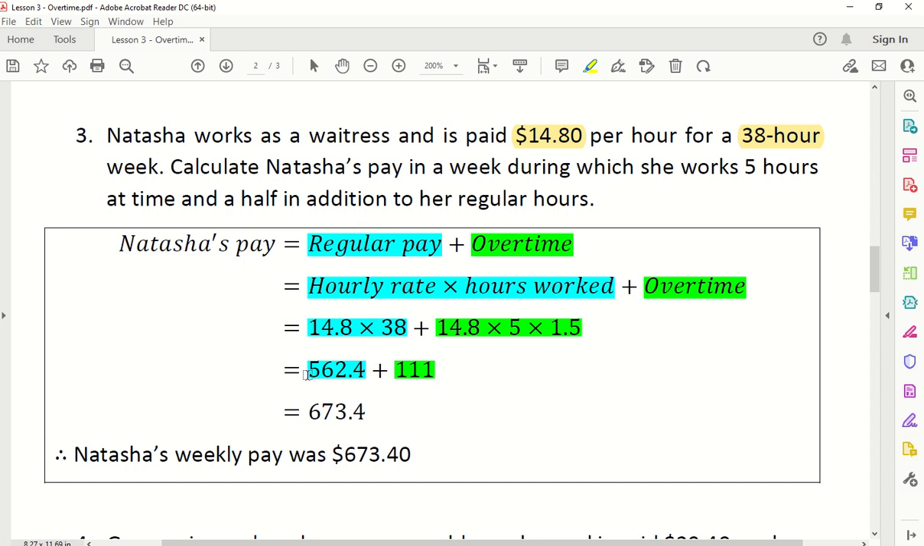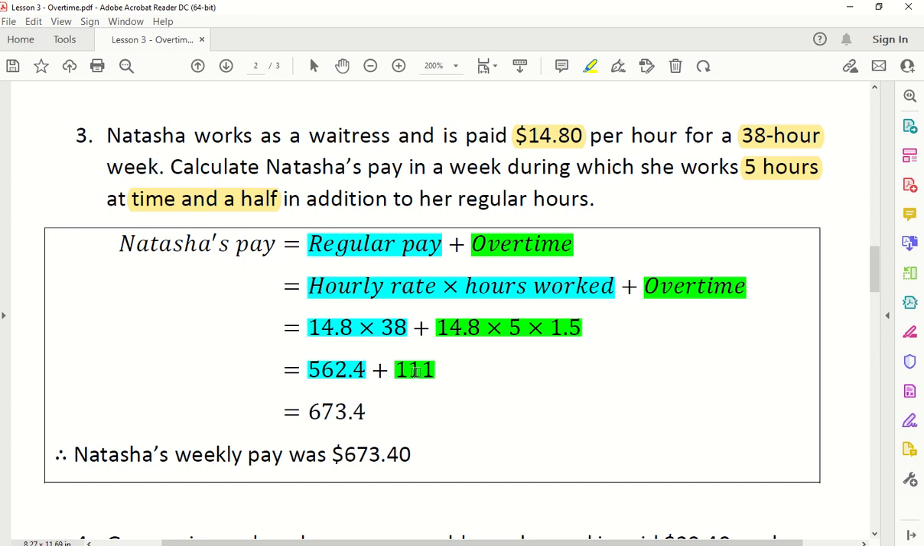$14.80 multiplied by 38, giving me $562.40. But she also got overtime pay. I need to add that on top of it. So her overtime pay, well, she worked 5 hours at time and a half. So that's her regular amount, $14.80 per hour, multiplied by the 5 hours she worked at time and a half, multiplied by 1.5, giving me a value of 111.